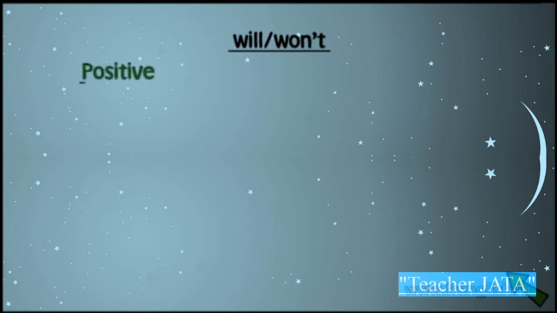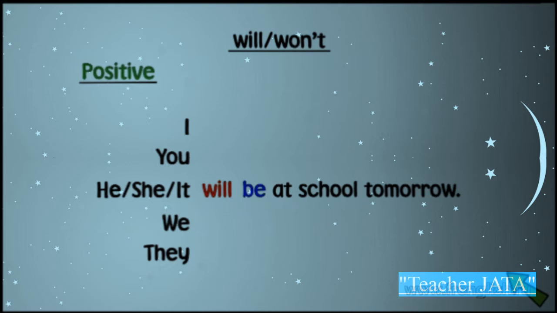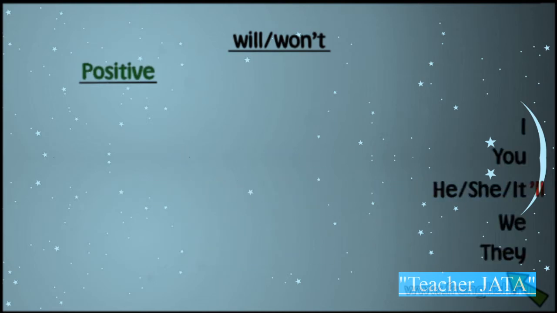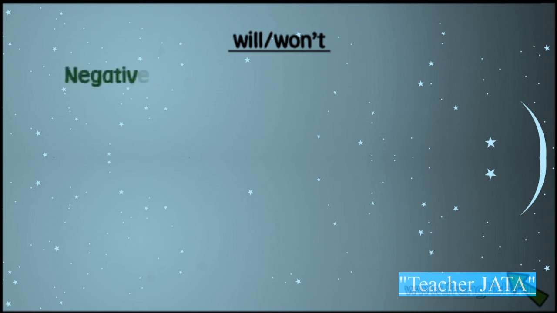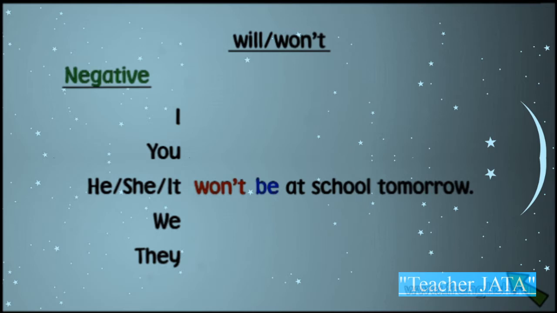We form positive sentences with will like this. The form is the same for all subjects. We often use short forms of will, especially in spoken English. We form negative sentences with won't like this. The form is the same for all subjects.